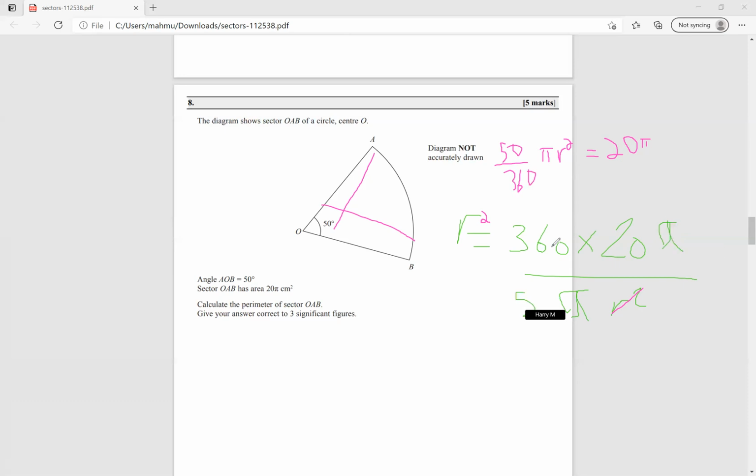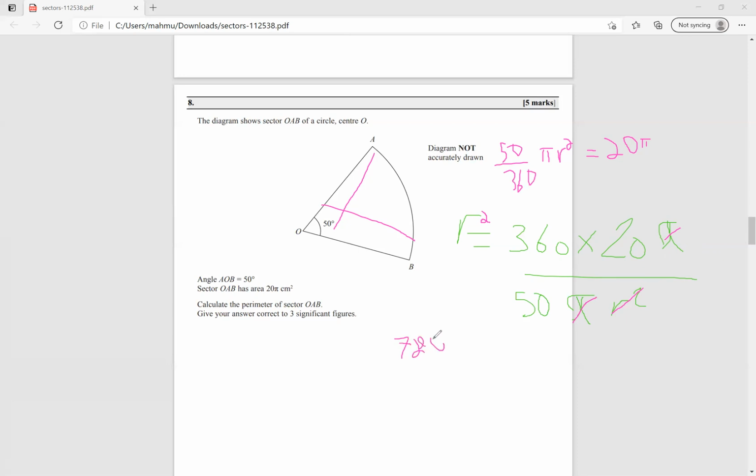Yes, because you got the 50 here, 50 stays on this side. So now the pi's cancel each other out. The top pi and the bottom pi cancel each other out. So I'm going to cancel it for you. Now you could easily do it. So 360 times 20, then divided by 50. What is the answer for that? That should equal r squared. So what I could do is get my calculator. 360 times 20 gives me 7,200.